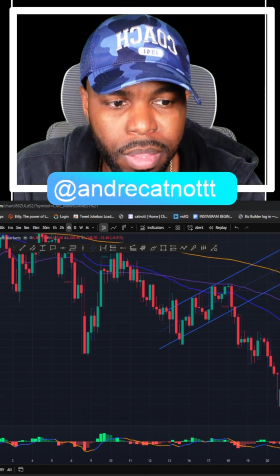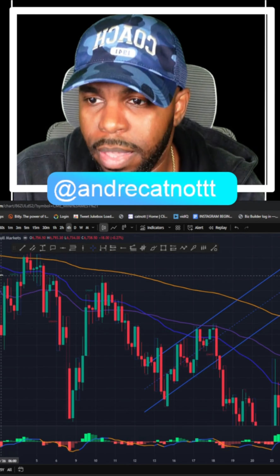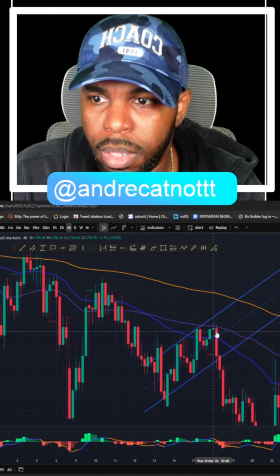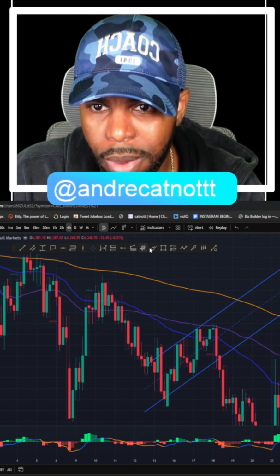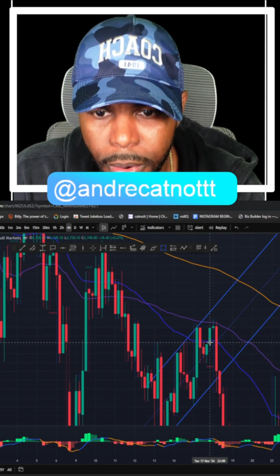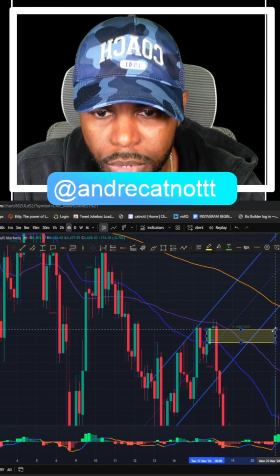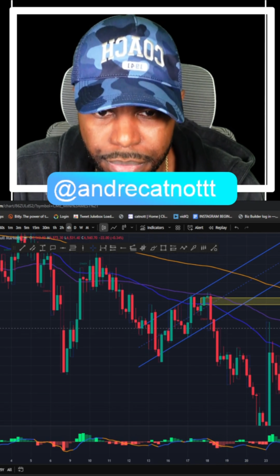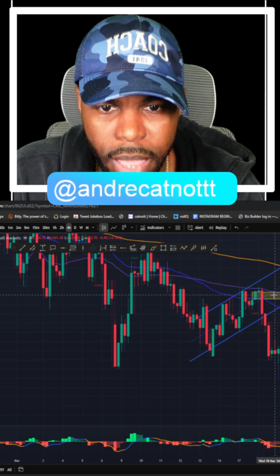And then I also like to look for a bullish fair value gap inside of that, either at the top or at the bottom or in the middle of the parallel channel. I can see it right here. This is a bullish fair value gap right there. So now I have a bullish fair value gap right here.